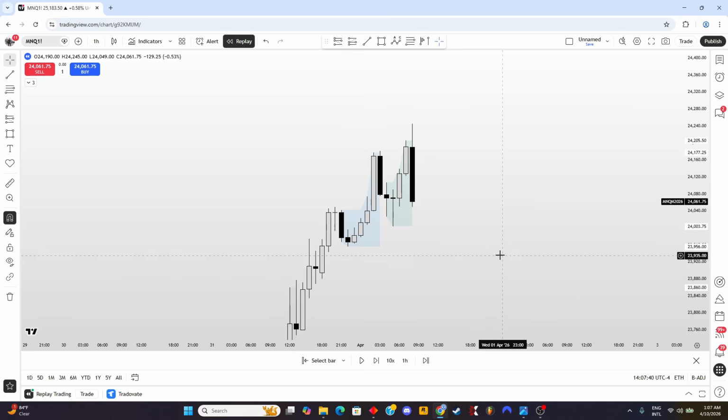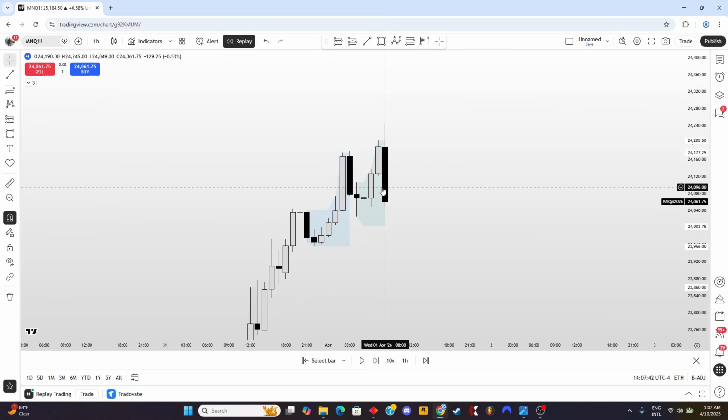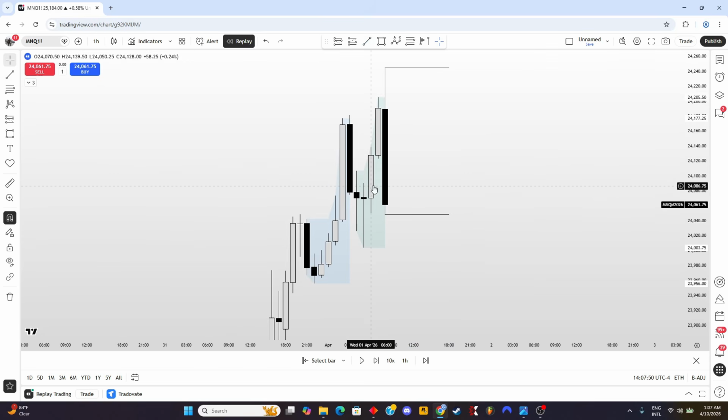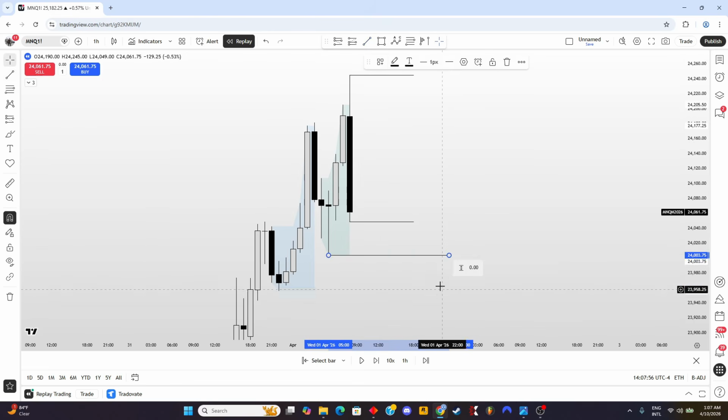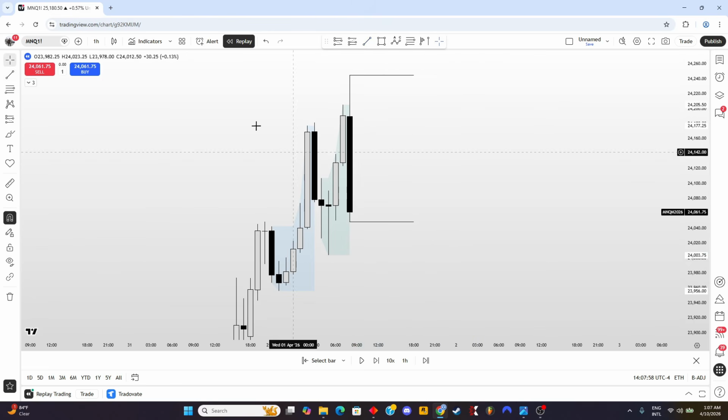All right, guys, here is example number 2. So we have the 8 a.m. candle on the hourly time frame. I'm going to mark out the low and the high of this candle. Now, you can clearly see that we are inside a bullish fair value gap. If there wasn't a bullish fair value gap here, I would wait for price to sweep out this low, okay? So let's see what happens.